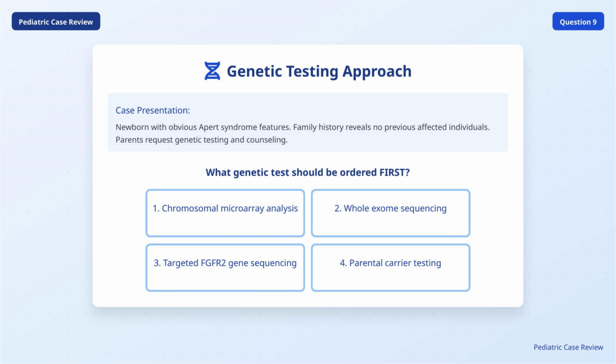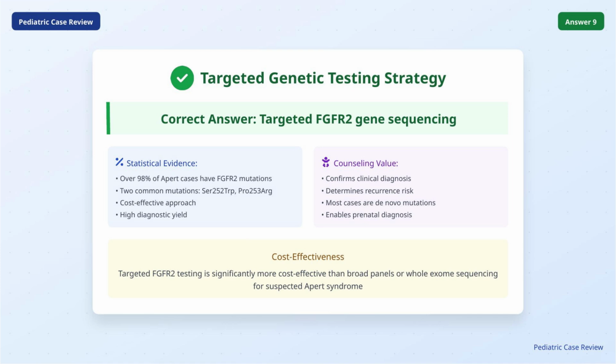Option 1, chromosomal microarray analysis. Option 2, whole exome sequencing. Option 3, targeted fibroblast growth factor receptor 2 gene sequencing. Option 4, parental carrier testing. The correct answer is targeted fibroblast growth factor receptor 2 gene sequencing.